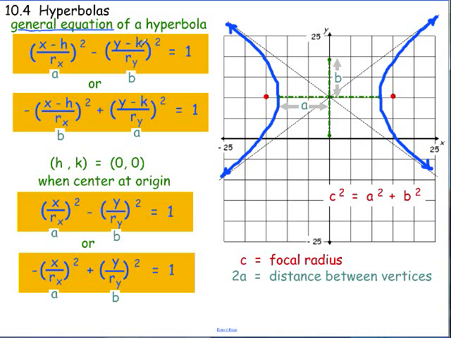Center would be at (h, k), which looks like, at least in this case, a 5 by 5 grid. Notice 1, 2, 3, 4, 5 gets us to negative 25. So at least on this one, it appears that our center is at (0, 10).